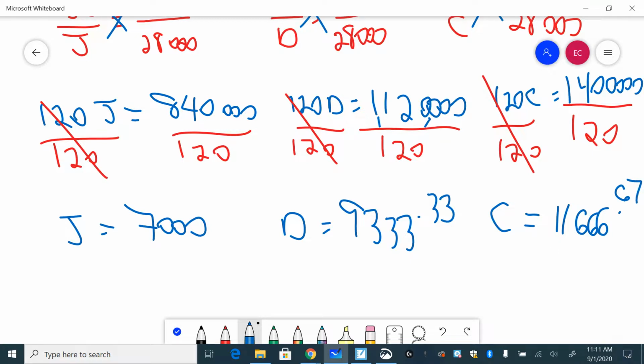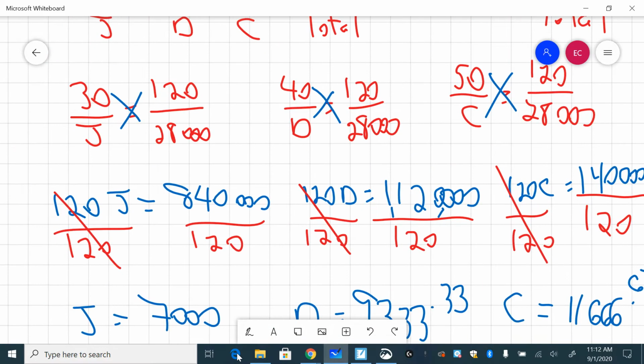Okay, so the part where I was going to tell you how you can kind of check if you've more or less did it right, add these three answers together. So I got 7,000 plus $9,333.33 plus 11,666 plus 67 equals, and that number should be the total for the money. It is. I got $28,000. Perfect, because the total should be $28,000.